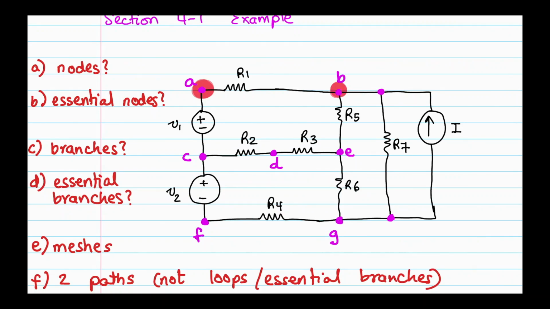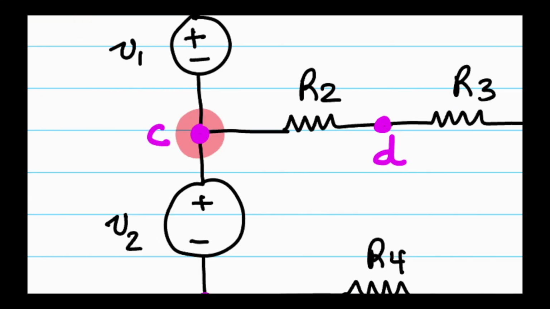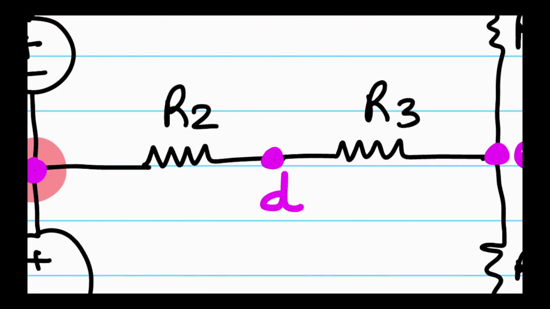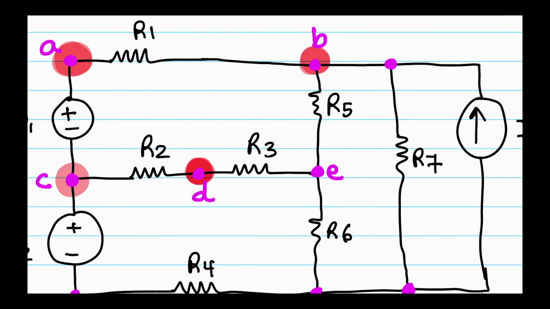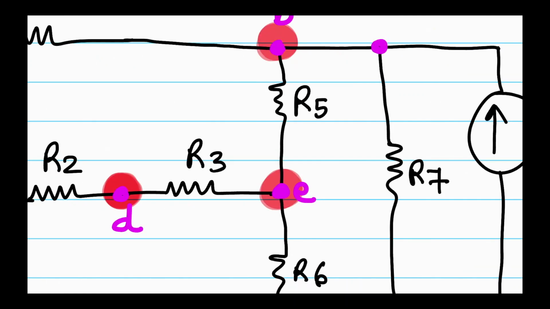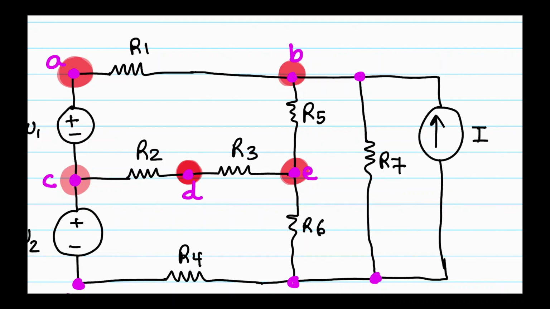Okay, then C, look at C. On C there are at least three circuit elements: voltage source V1, voltage source V2, and resistance R2. These are meeting at that point. That meets the definition of a node. Same for D as well. If you think about it, at this point D, two circuit elements R2 and R3 are meeting, hence it's a node. Okay, the same goes for E as well. For E, there is at least 1, 2, 3, R5, R3, and R6, three circuit elements meeting.